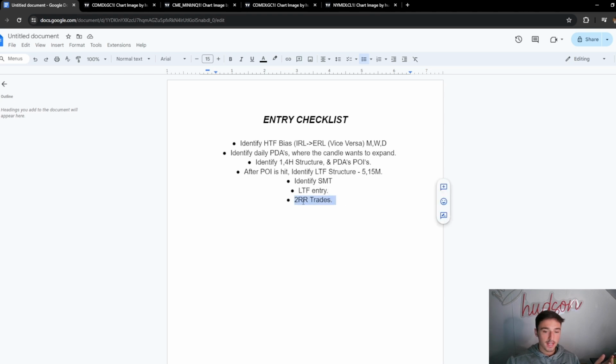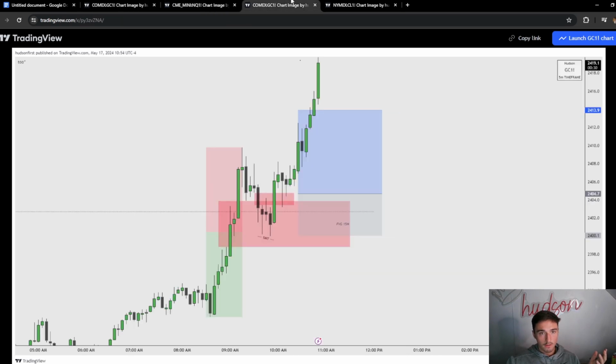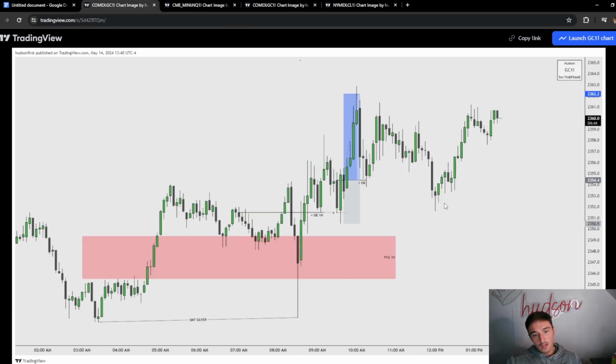And every trade I take must be a 2R. I do not take anything less than a 2R because it just doesn't make sense to me. So now that we've done this, let's go over all of these trades, and you'll see that most of them are the exact same thing.